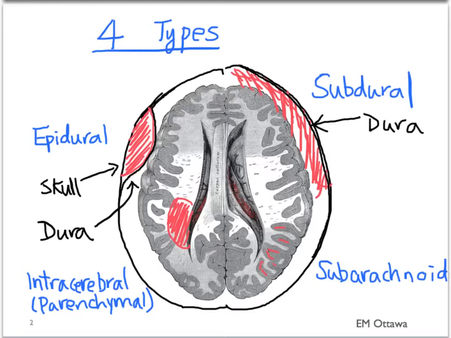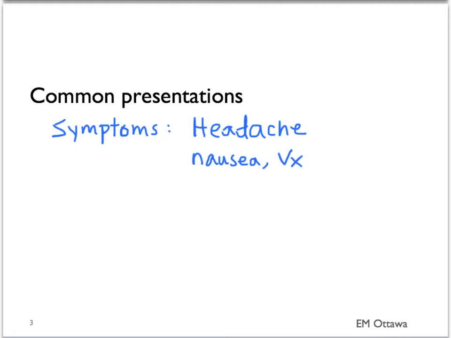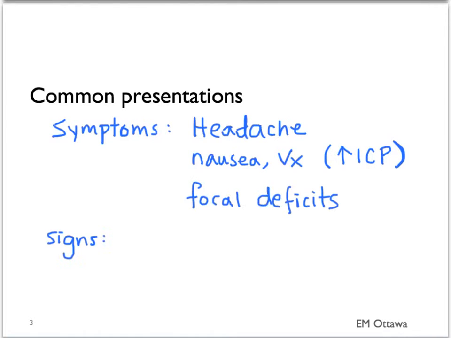We will first discuss the common presentations of the bleeds and divide it up into 2 separate videos for the specific presentations. In terms of the common presentations, patient will be complaining of headaches, nausea and vomiting, particularly if there is increased intracranial pressure. They might be complaining of focal neurological deficits. For the physical signs, it is dependent upon which area is being affected by the bleeding.